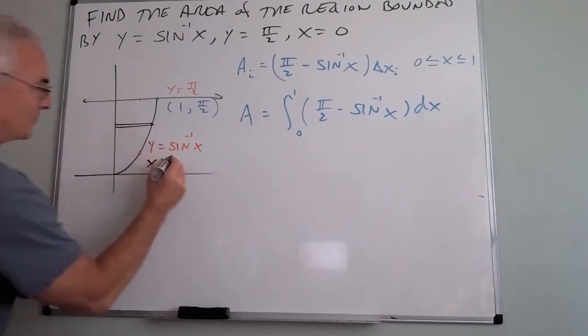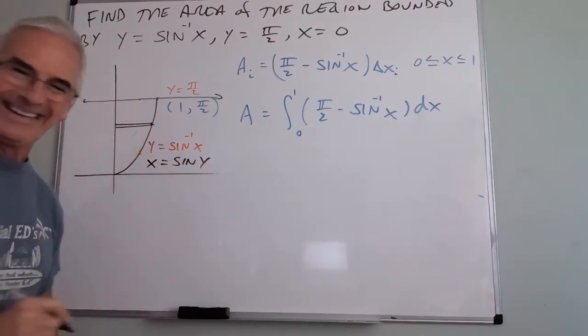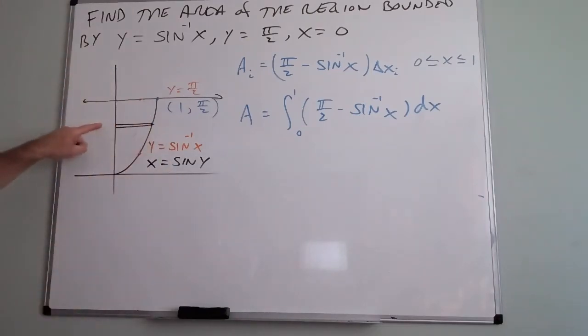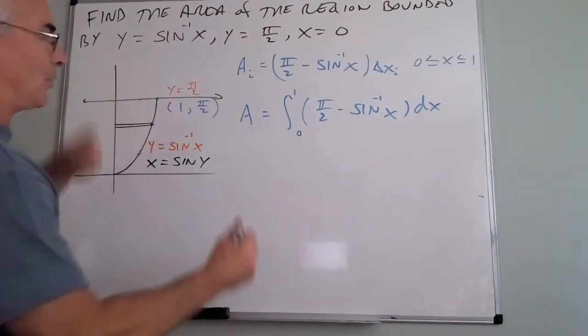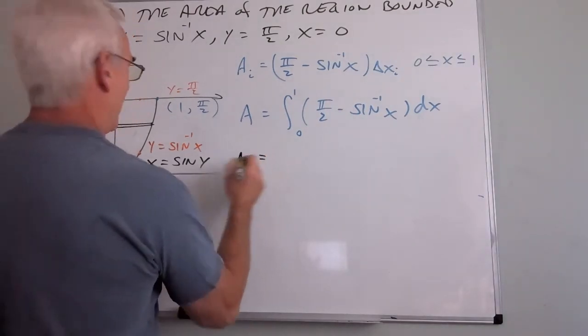Sine y? I'm pretty sure sine y is a lot more friendly. Oh, and this is x equals 0. This is x equals sine y. Oh my goodness. Let's call it a j, because we're now doing a different problem.